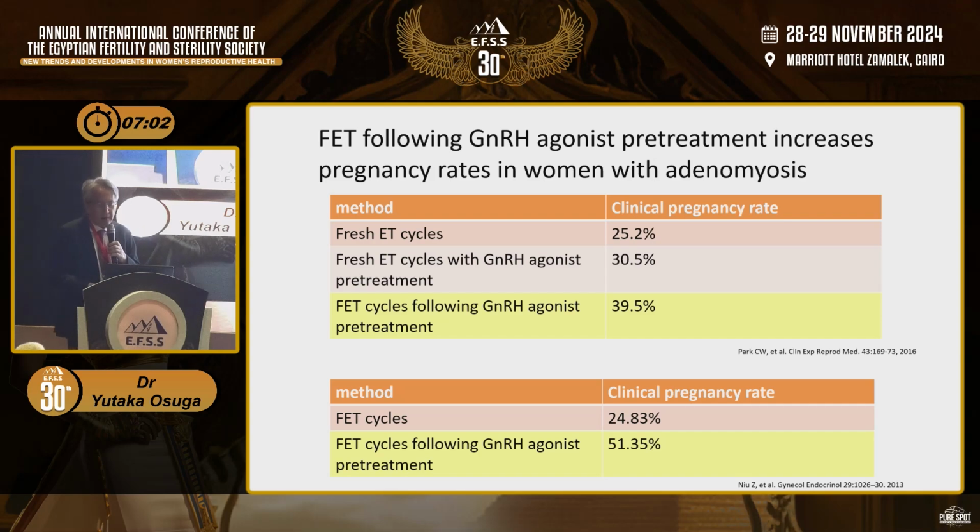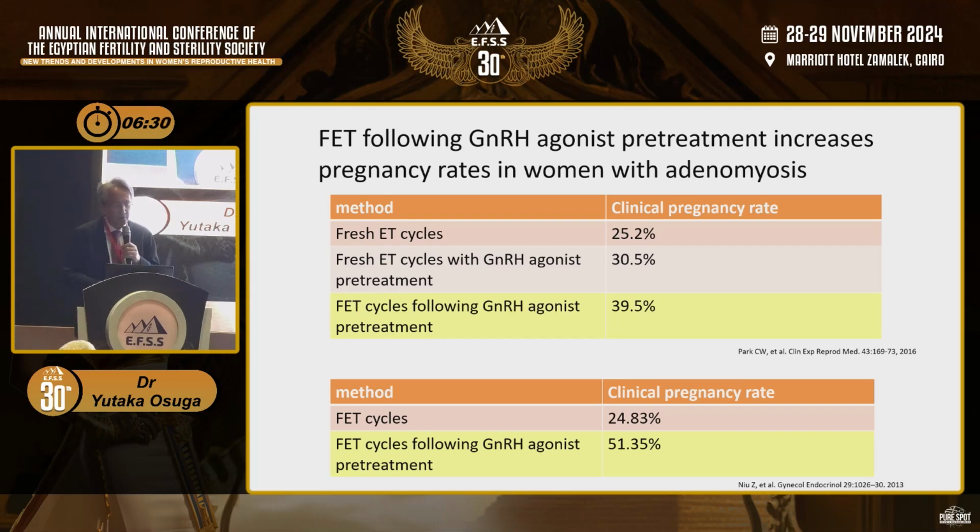I think frozen-thawed embryo transfer following GnRH agonist pre-treatment seems to be the best choice at the moment. The upper study showed that thawed embryo transfer following GnRH agonist pre-treatment had a higher clinical pregnancy rate compared to fresh ET cycles or fresh ET cycles with GnRH agonist pretreatment.